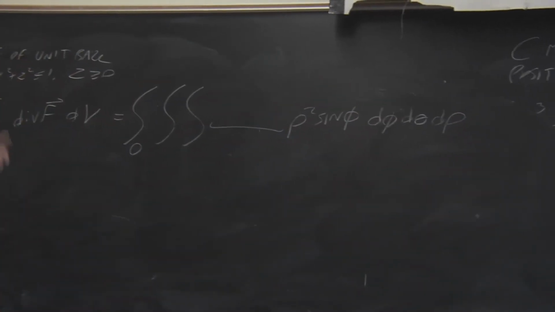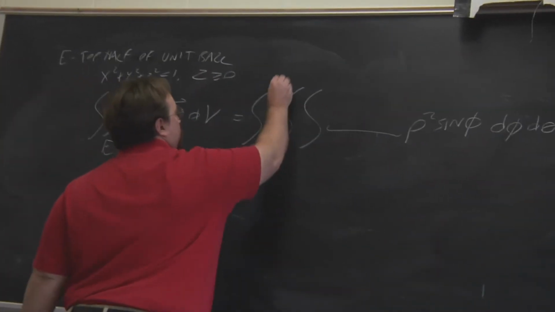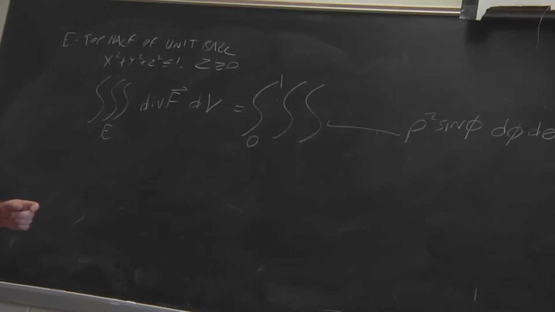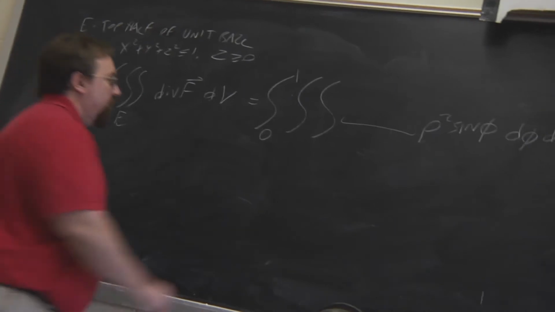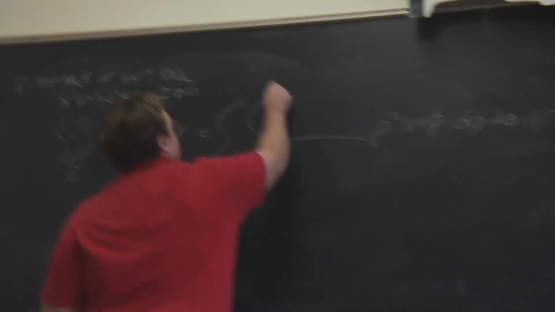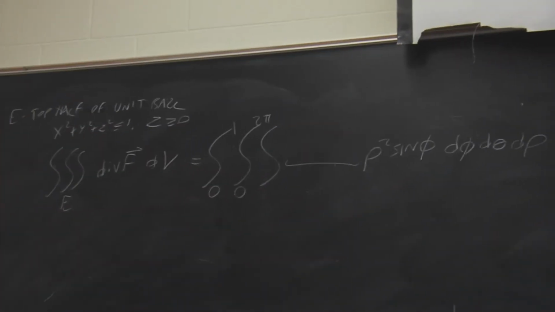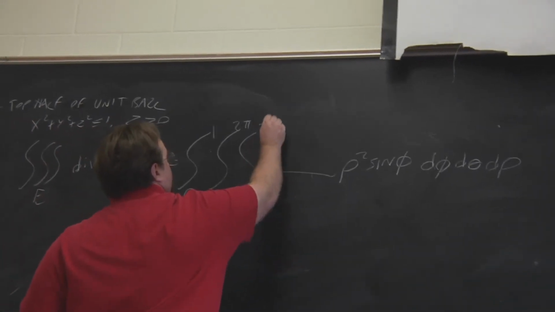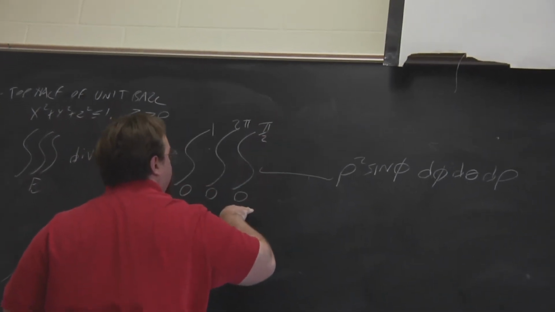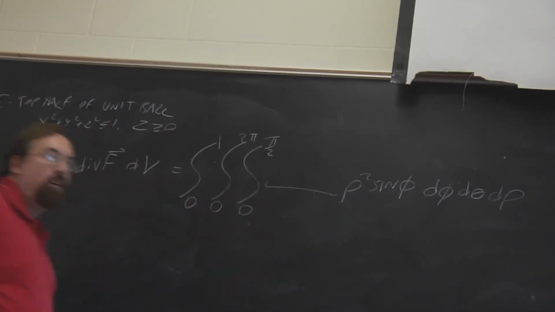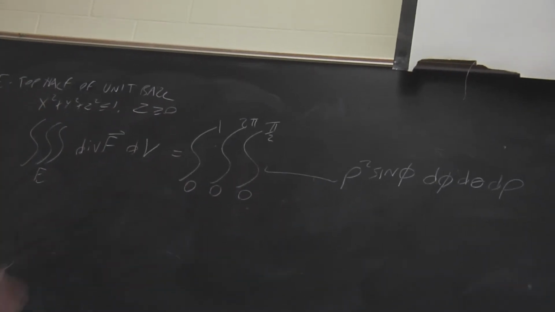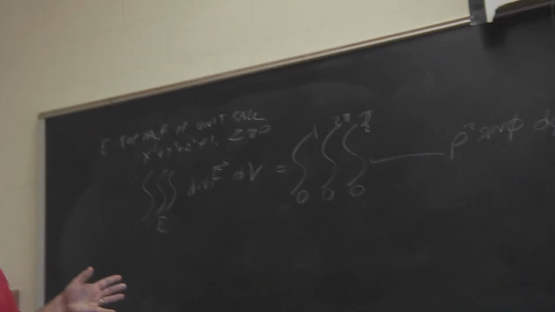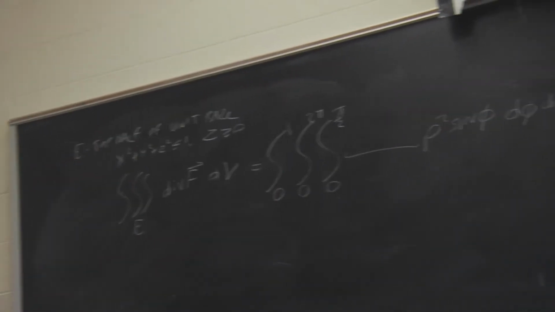So rho is going to go from 0 to 1 because we're dealing with a ball of radius 1. Theta is going to go all the way around, so 0 to 2 pi. Phi, we're only covering the top half, so we go from 0 to pi over 2, because 0 is the north pole, pi over 2 is the equator, and pi is the south pole. We're not going to go that far. So now the integral is almost set up. We just need the integrand.